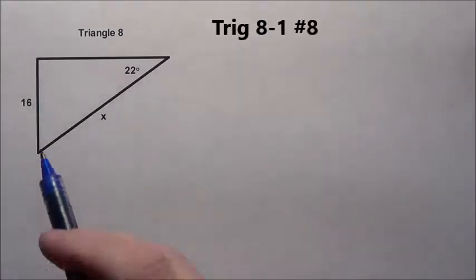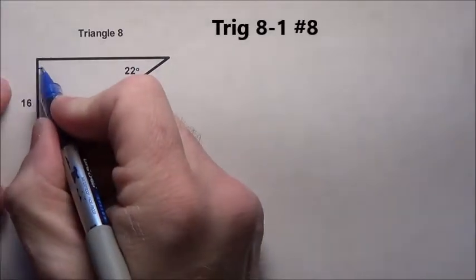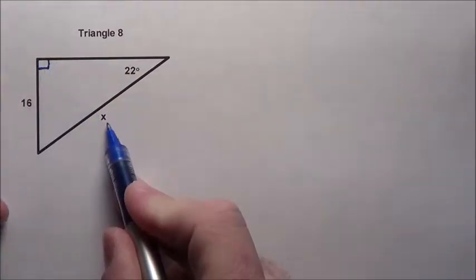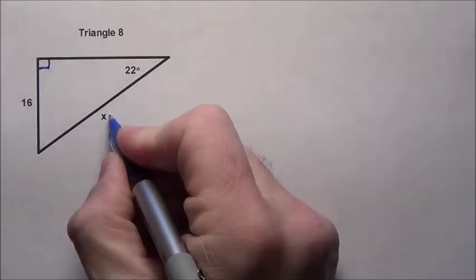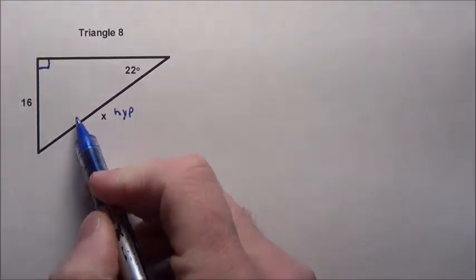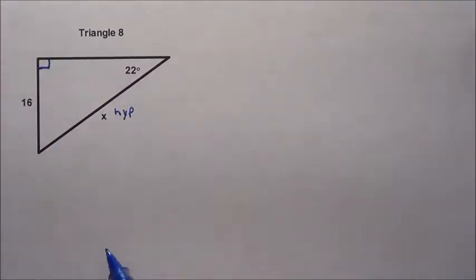Here we have triangle 8. It's a right triangle, so we have a right angle right here. Across from it is our hypotenuse, so we know the piece we're looking for is our hypotenuse. Again, you can't change where the hypotenuse is. It's always across from the right angle.